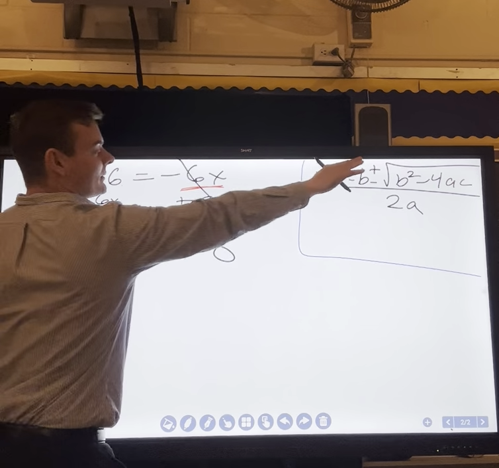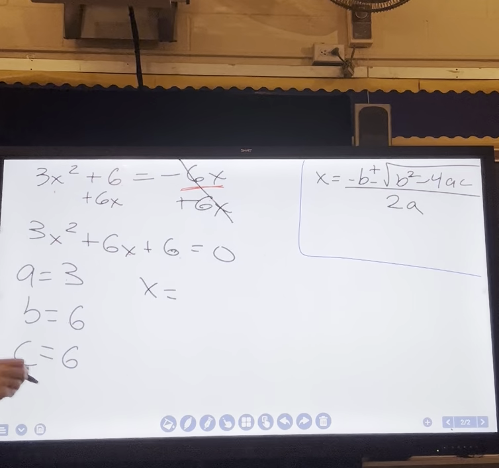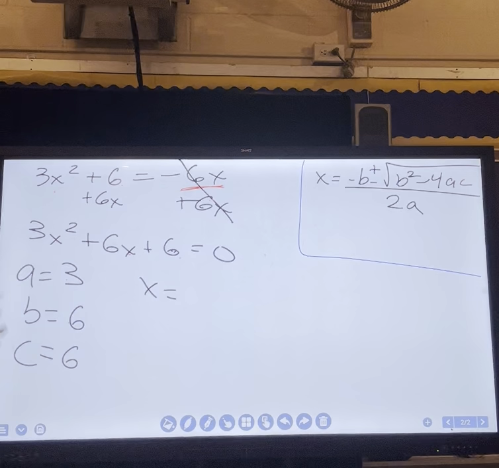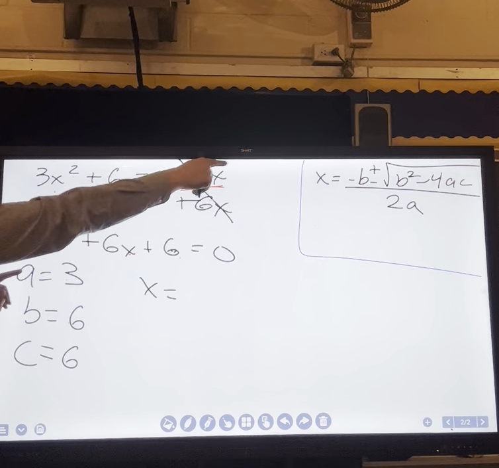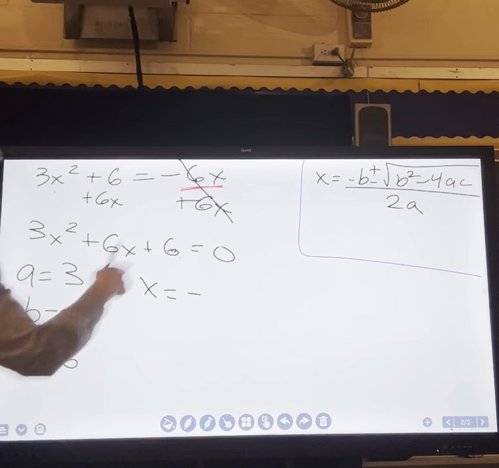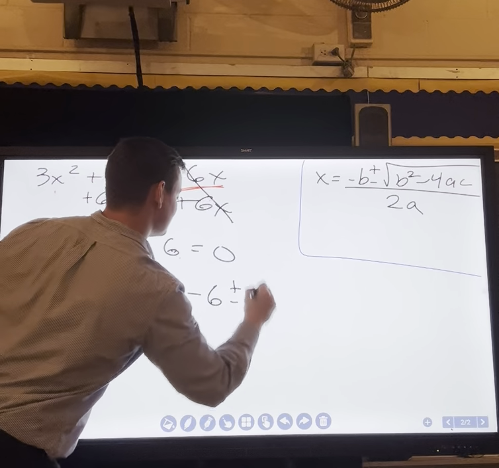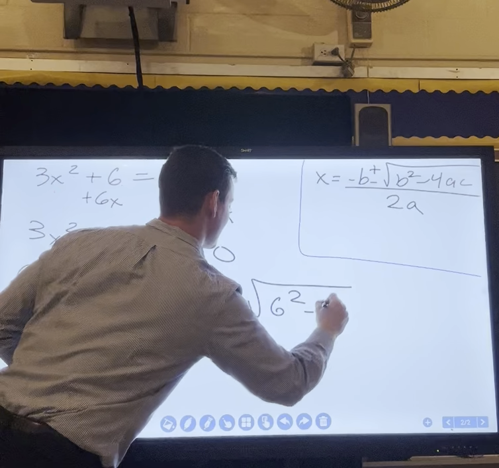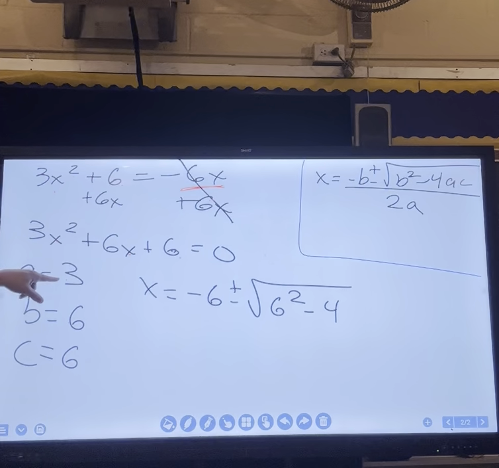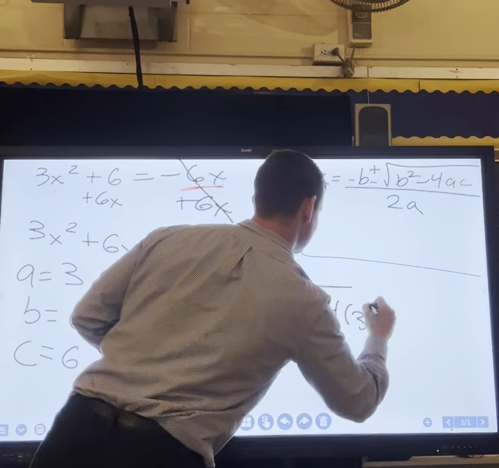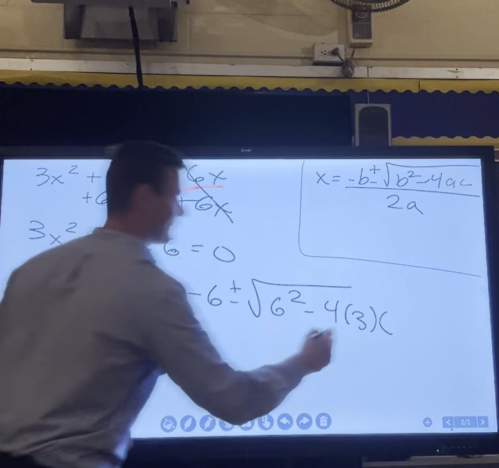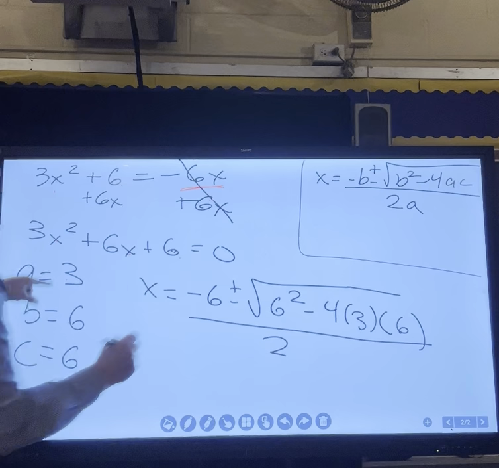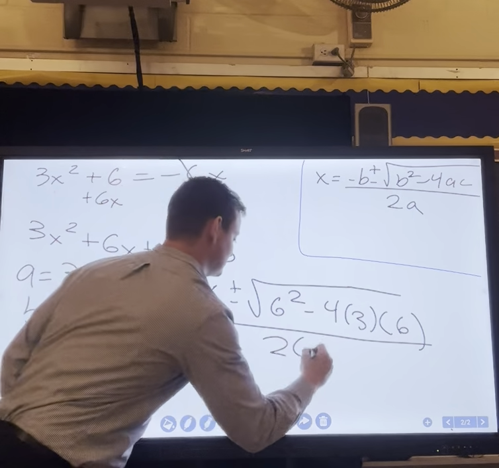I have my quadratic formula in the top right. All I do now is replace everywhere I see A, B, or C with what my A, B, and C are. My first one, x equals negative b. My b is 6, plus or minus the square root of b squared, again, so that's 6 squared, minus 4AC, my a is 3, and my c is 6. This is all divided by 2 times a, which my a is 3.